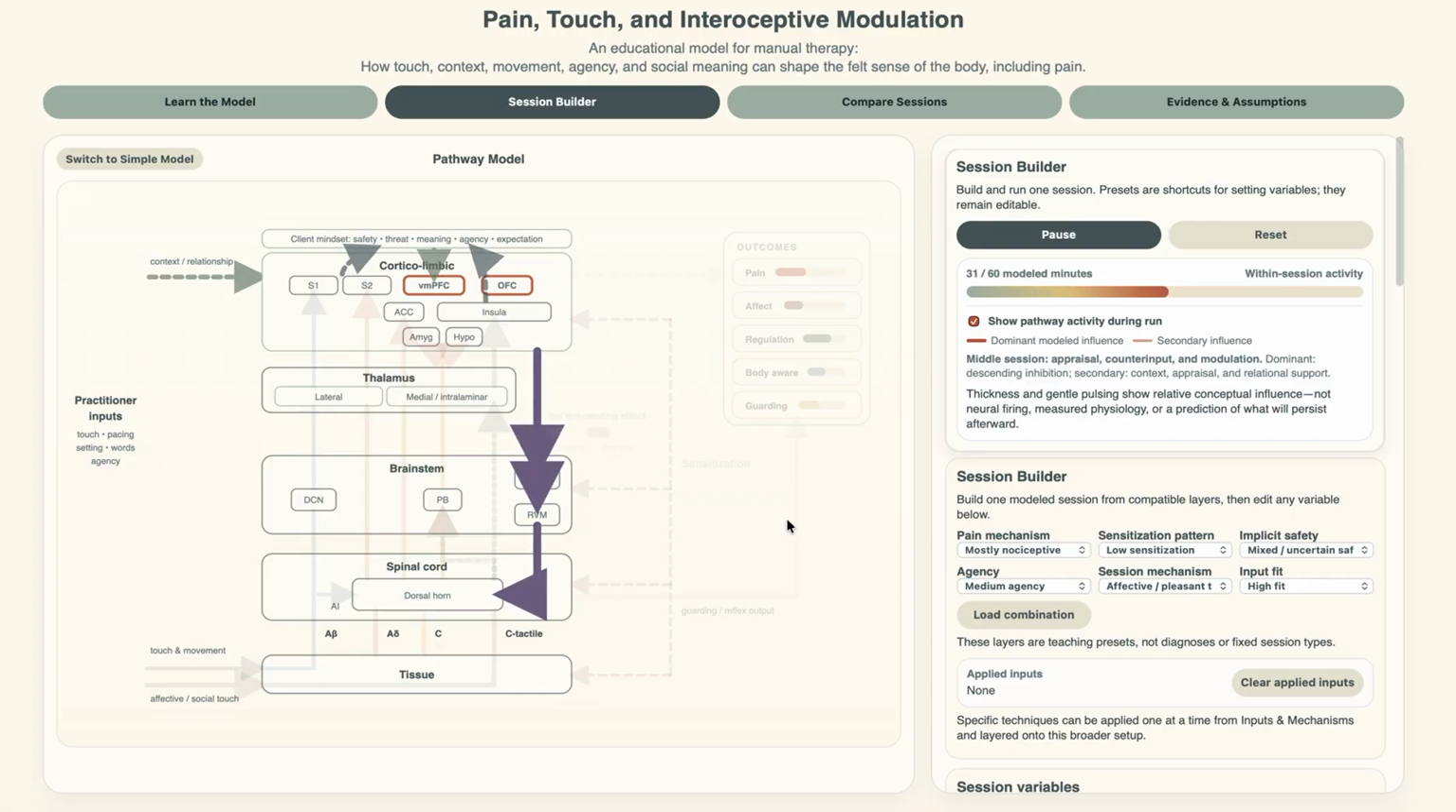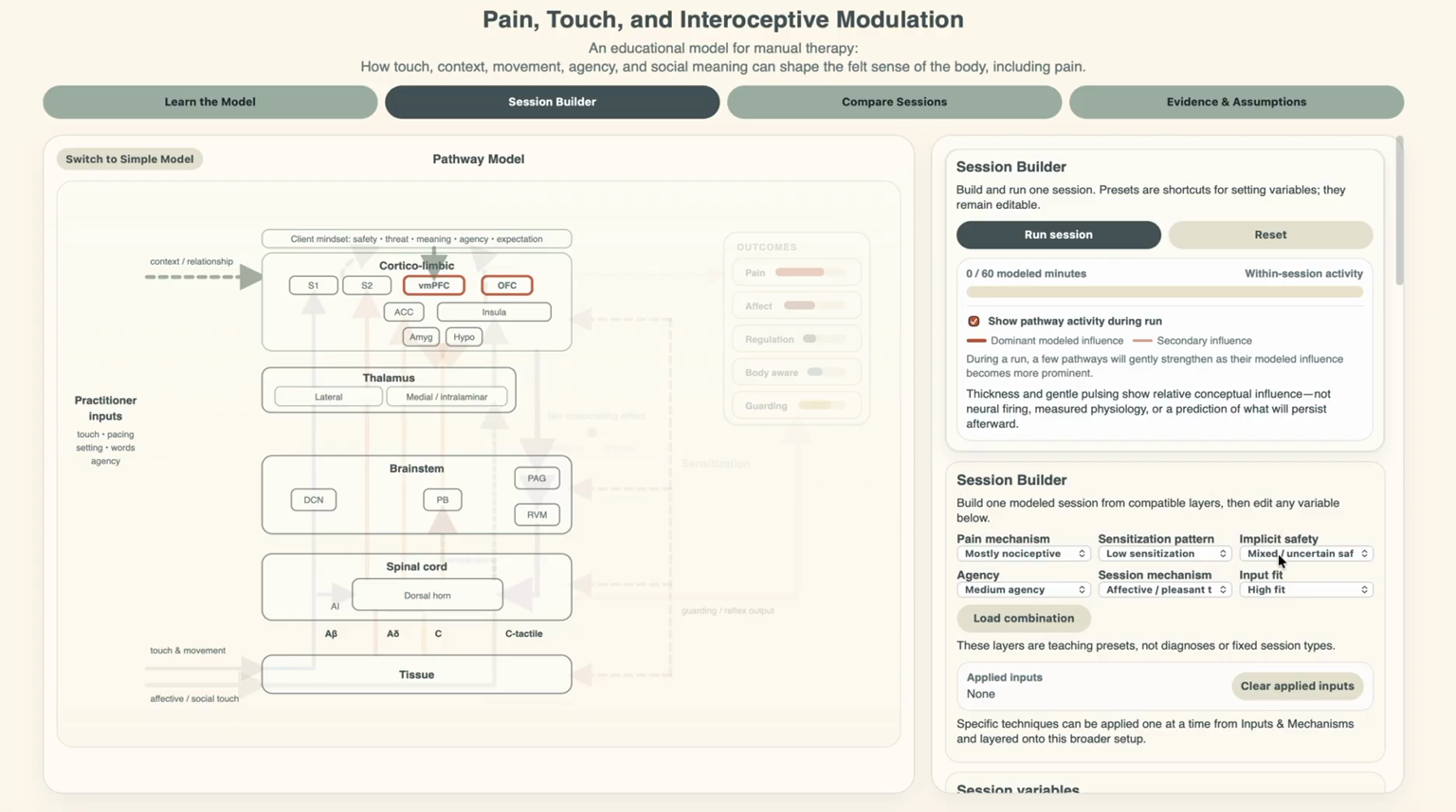So that's just one run of the model. We can just reset it here, and also then come in here and just change it. We can just say change implicit safety to high, and then run it again and see how things are affected.